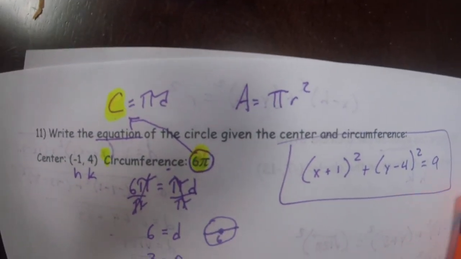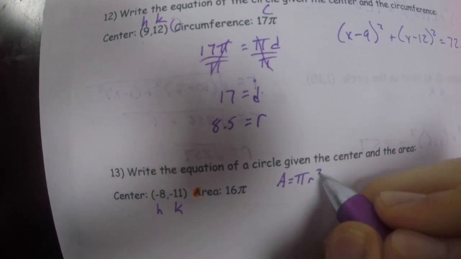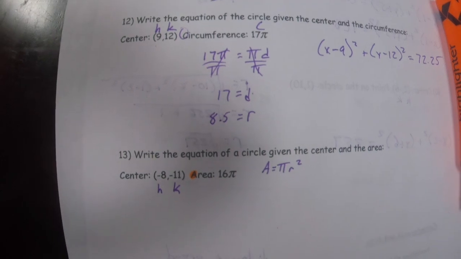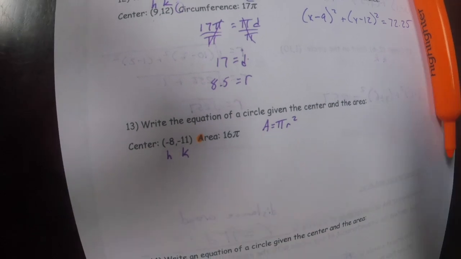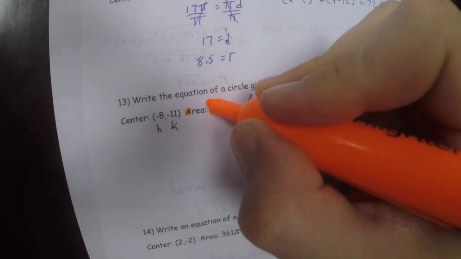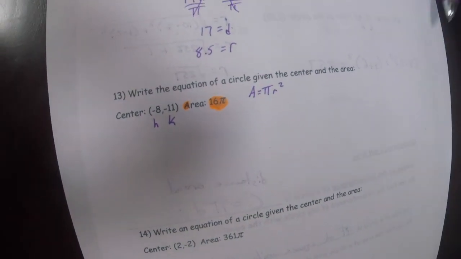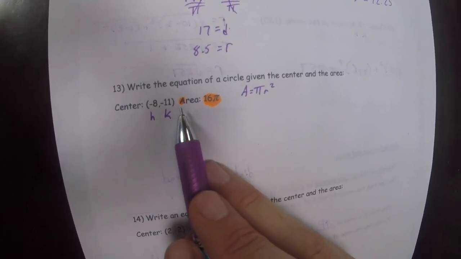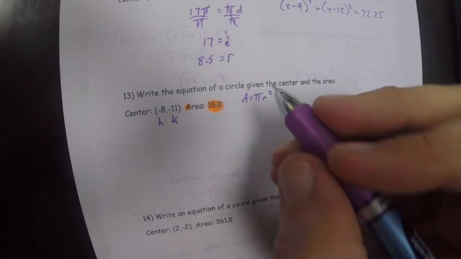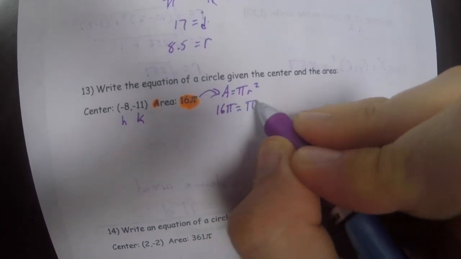So, looking up here, I know for a fact that in order to find the area of a circle, I can do pi times the radius squared. Here, they're giving me the area, which starts with the letter A. So what do you think I'm going to plug 16 pi in for in the area formula? Plug it in for A. 16 pi equals pi r squared.